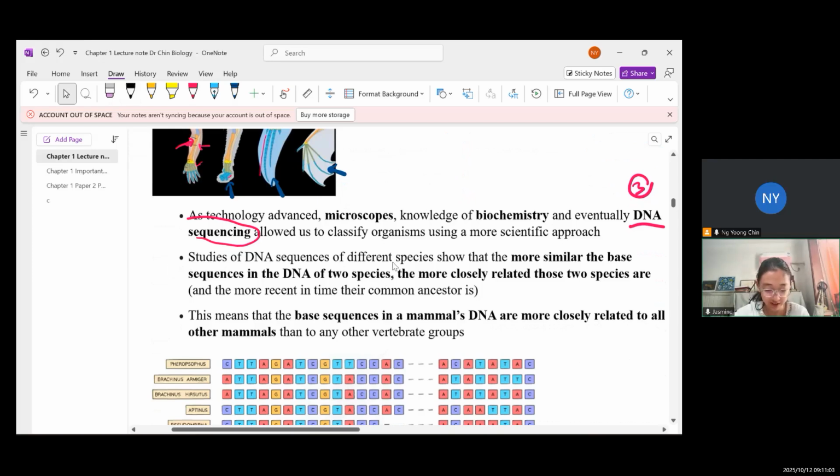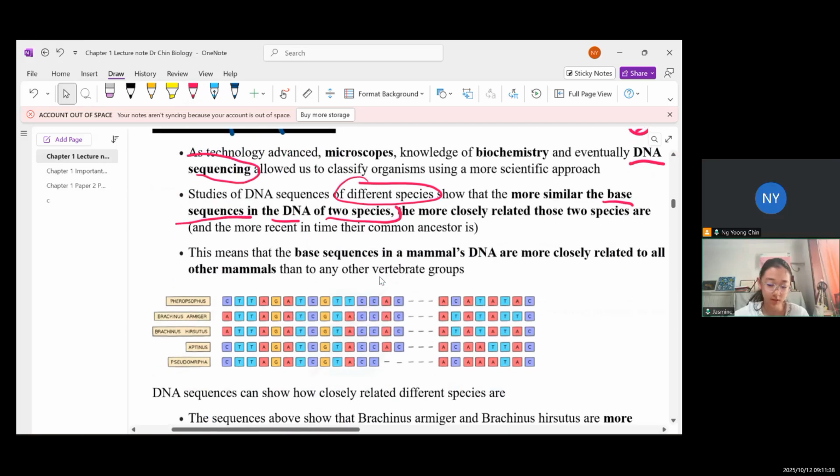Yes, very good. It's because if you are from different species, actually DNA sequencing is just looking at comparisons of the base sequence in the DNA of two species. So if the two species share a very similar base sequence, this means that there's a very close genetic relationship between these two species. So they are connected by a base sequence.